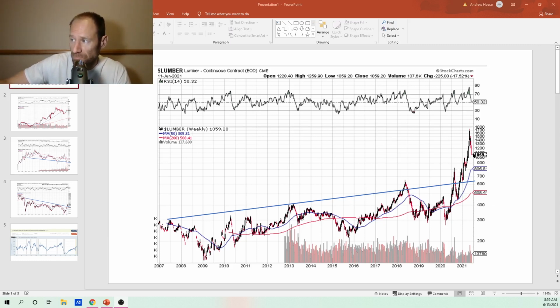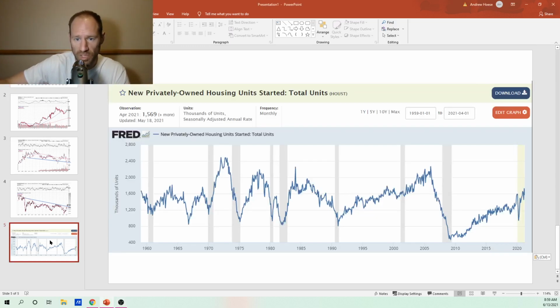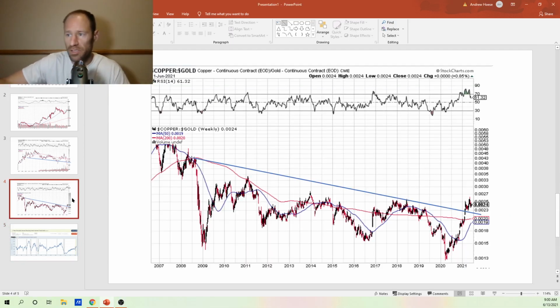If there's a shortage in lumber, it was caused because of COVID, not because of, let's say, a huge amount of demand. Now, there is a lot of demand, but looking at the housing starts, which is right here, if you were to draw a line in here, I'll do that.